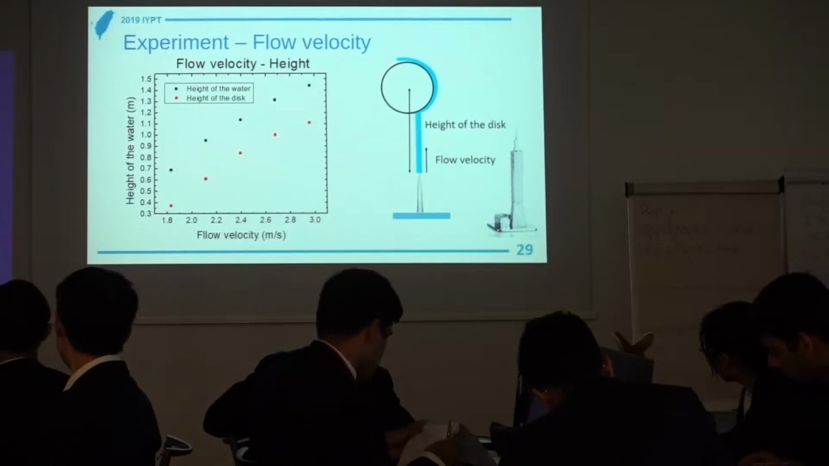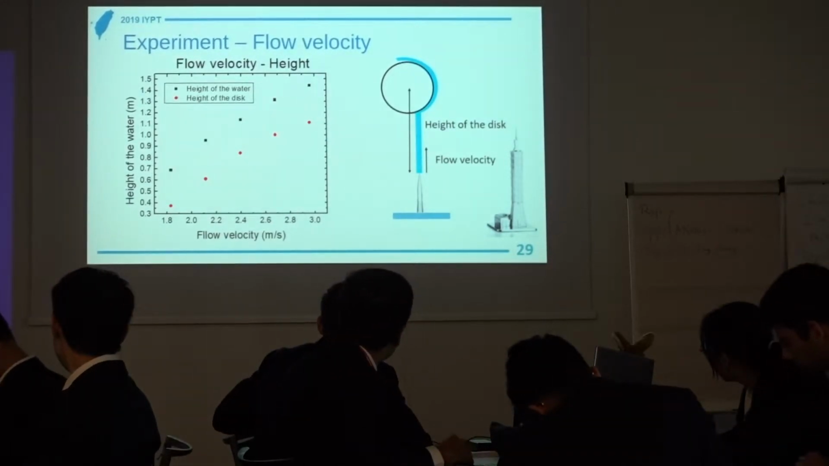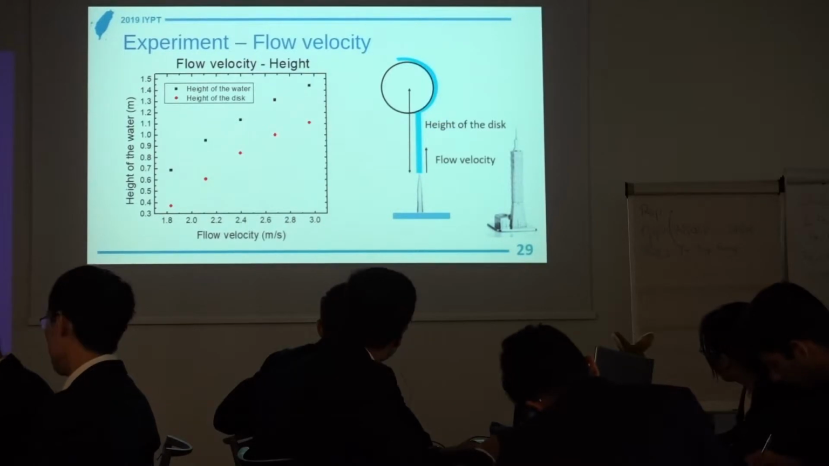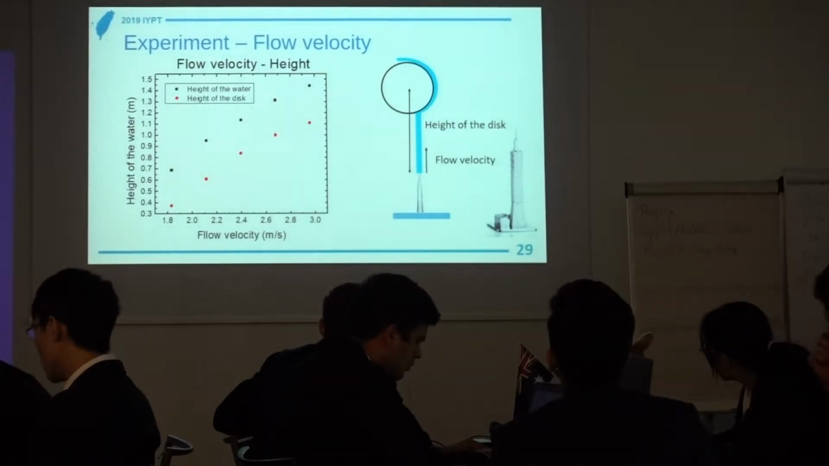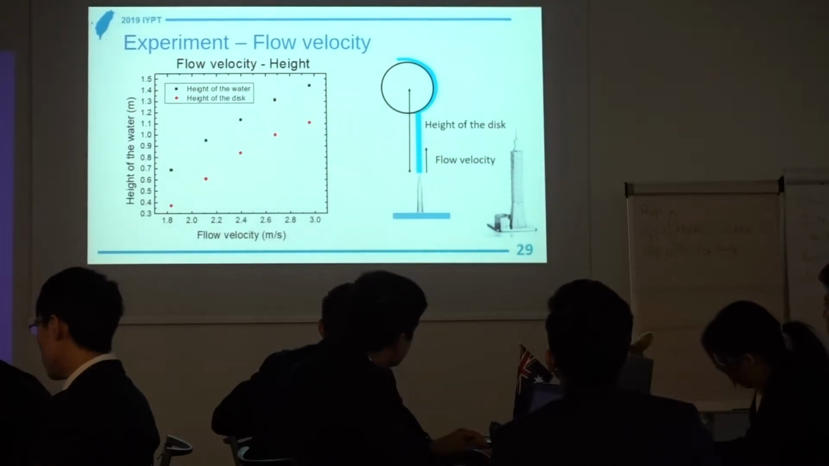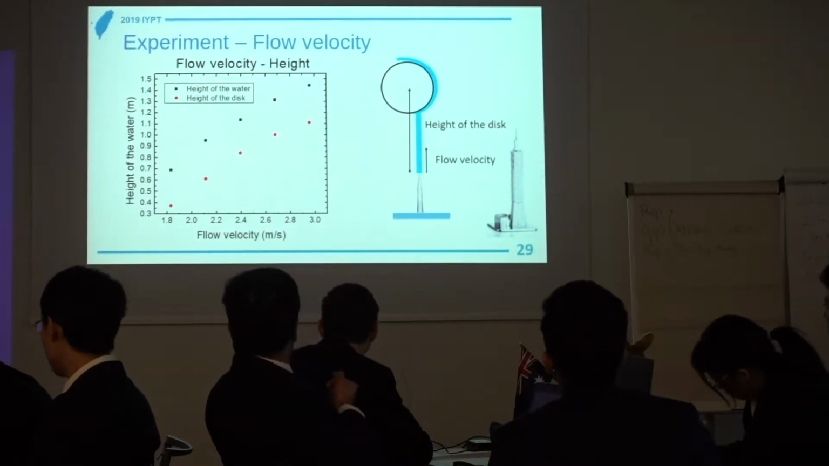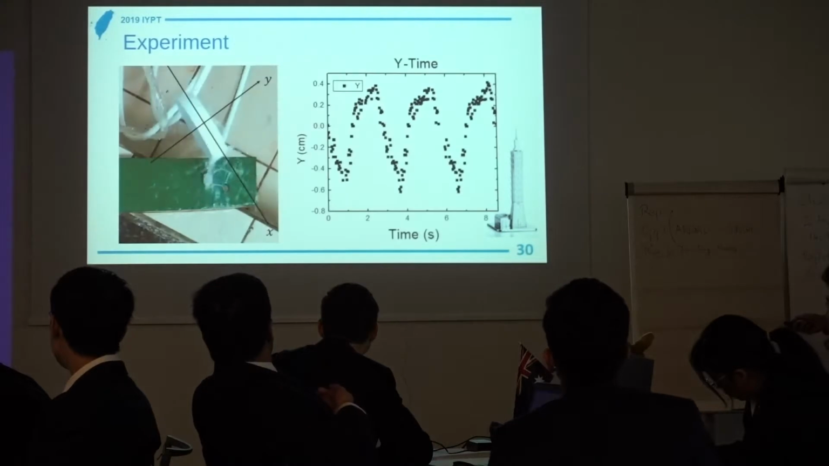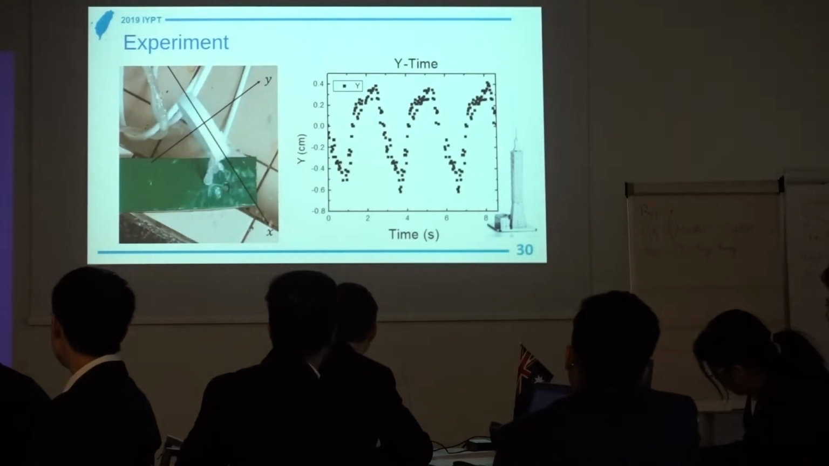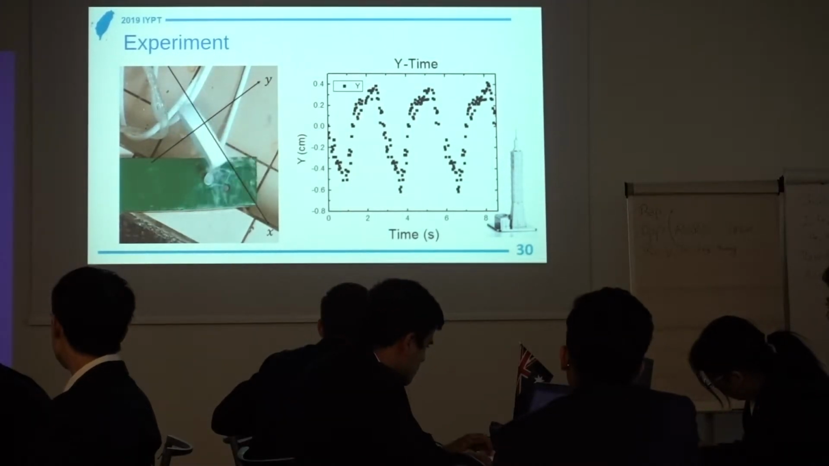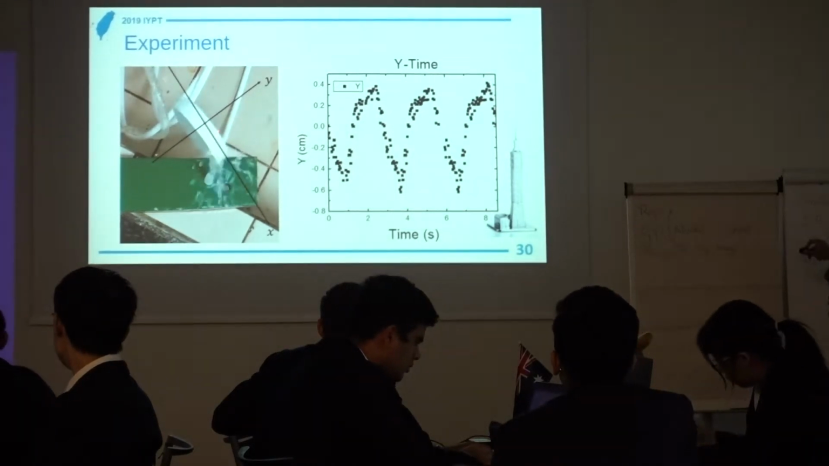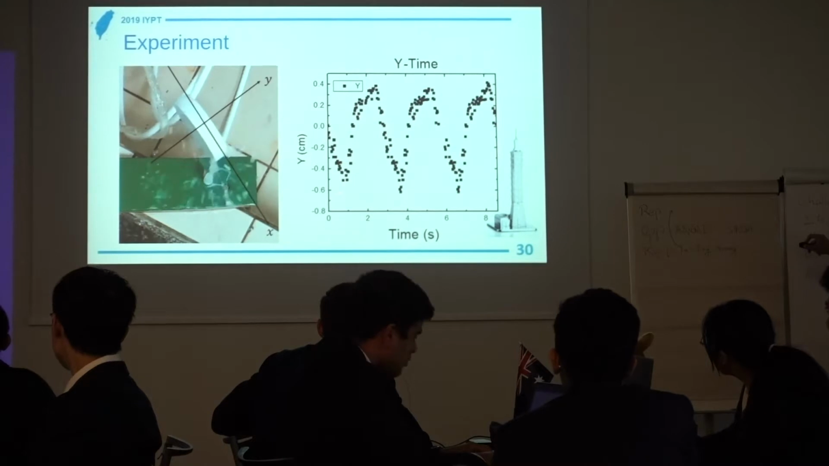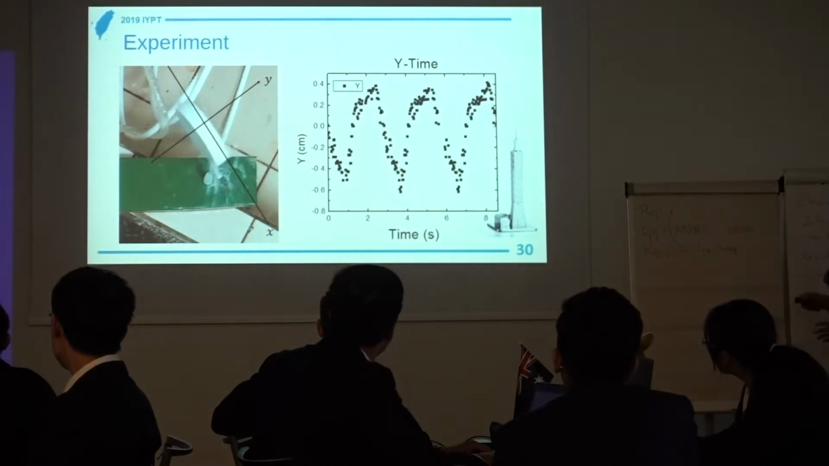And also the height of the water represents the tangential velocity of the light disk. So when the height becomes bigger, the angular velocity becomes smaller. And here we analyze the period of the simple harmonic motion. The y here will be the center of the disk.